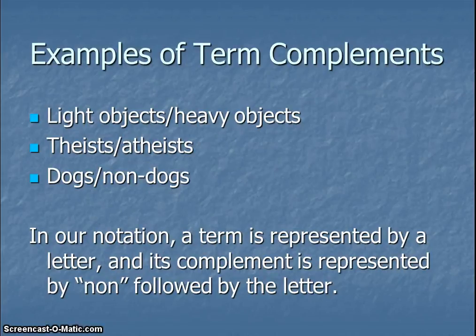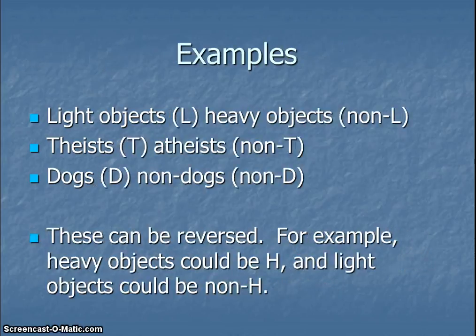And so when we note it, we represent it by a letter, and its complement is represented by the word non, followed by the letter of our term. So example, a light object would be L, a heavy object would be a non-L. A theist would be a T, an atheist would be a non-T. A dog would be a D, obviously a non-dog would be a non-D. Now we could reverse this, for an example down at the bottom, and say that heavy objects are H and the light objects are non-H.